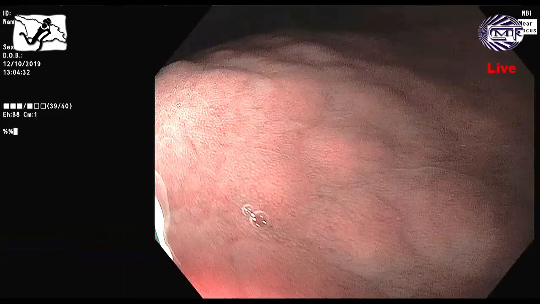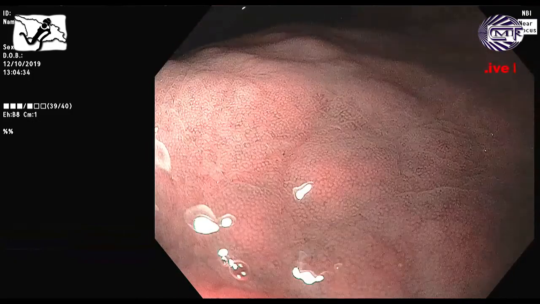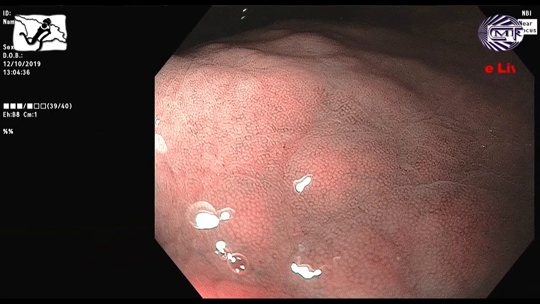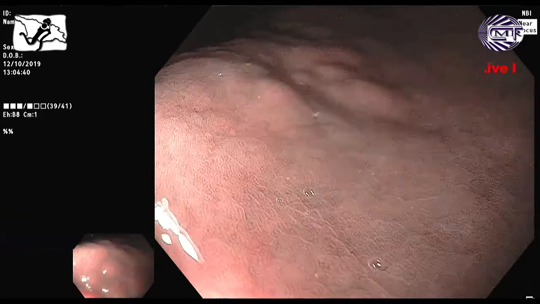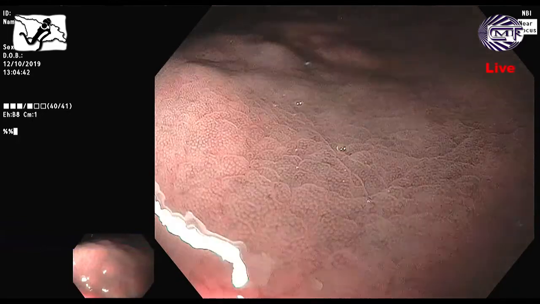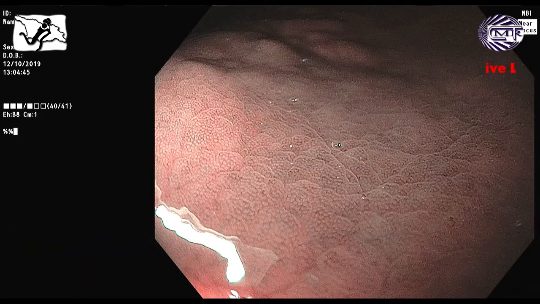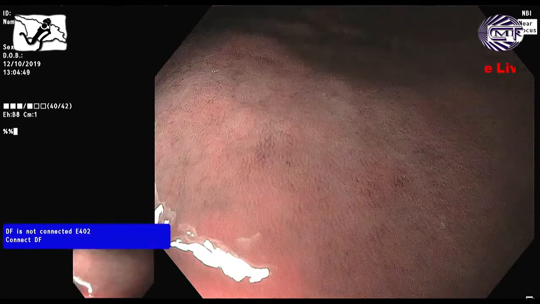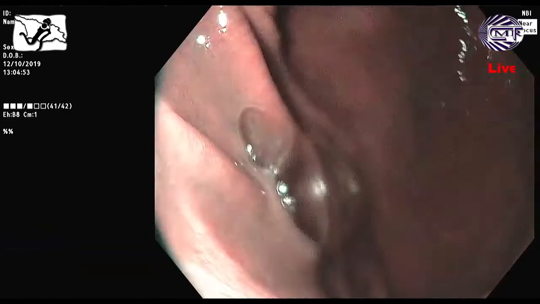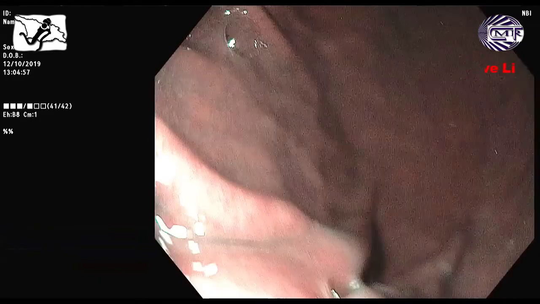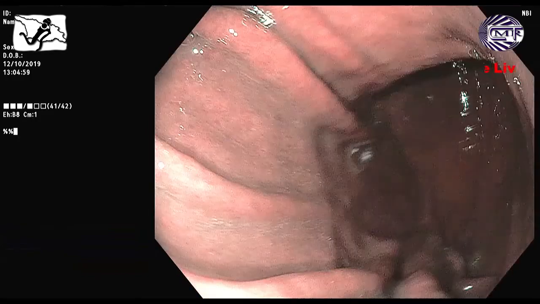And this is body. Body is different, right? Looks like honeycomb shape, right? Look at this. Relatively, this area is a swollen honeycomb shape, right? And let's go to the polyps. Huge one.